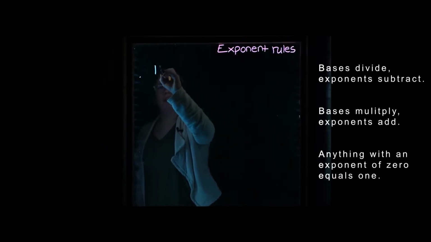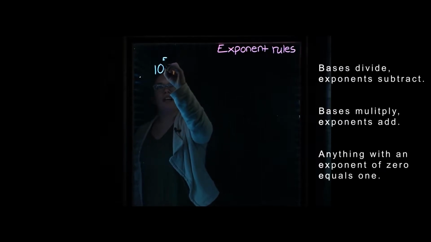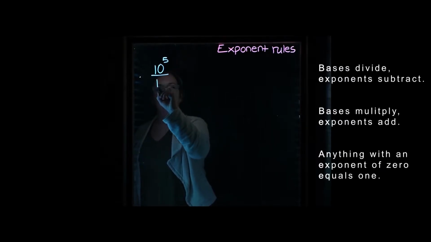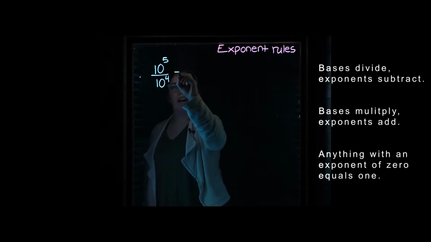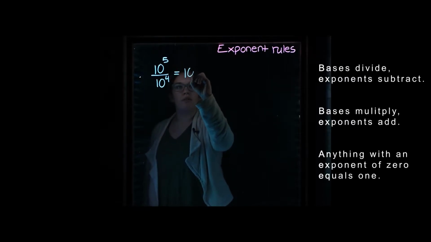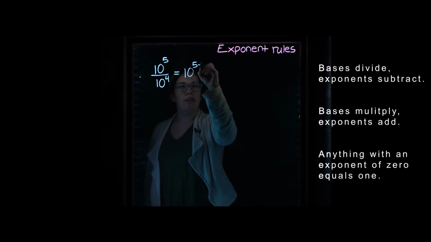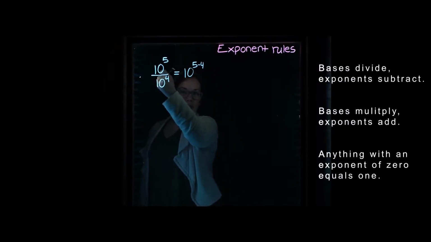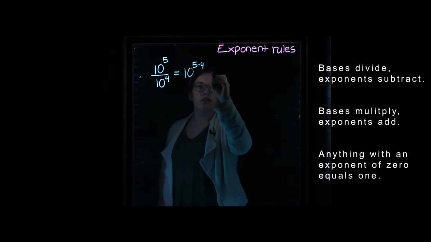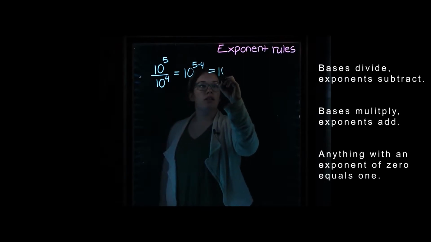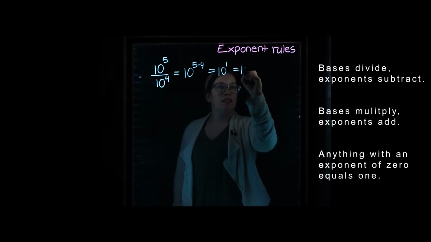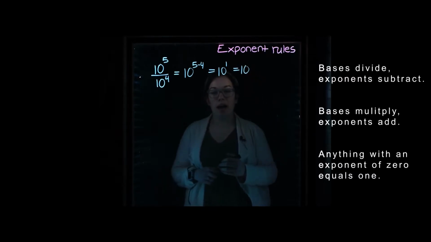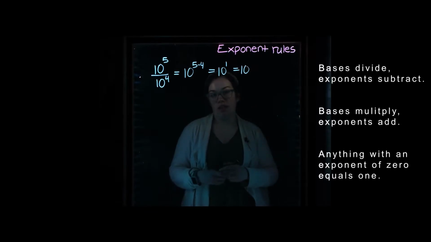So let's just start with a base of 10. Say I have 10 to the 5th power divided by 10 to the 4th power. Now, I know my rule, when my bases divide, my exponents will subtract, and I can just keep that base. Whatever is on the top will go first. 5 minus 4 is 1. And we also look at this as just 10, since that exponent is telling me how many 10s I have: just one 10.